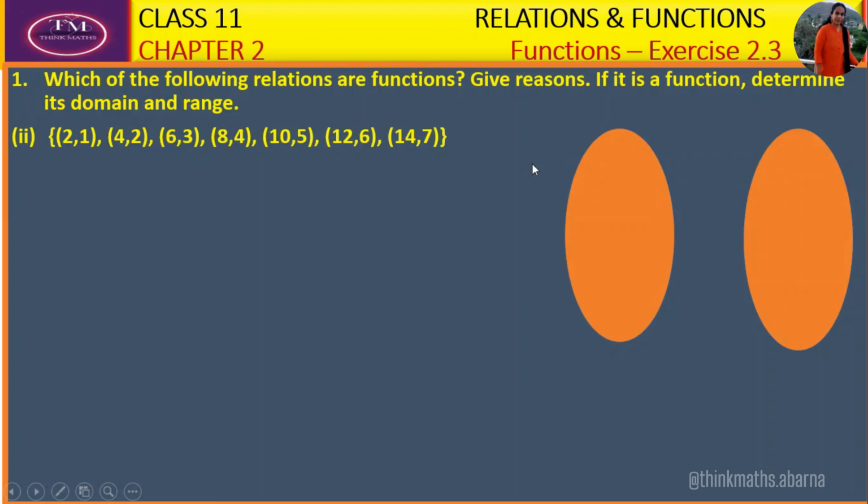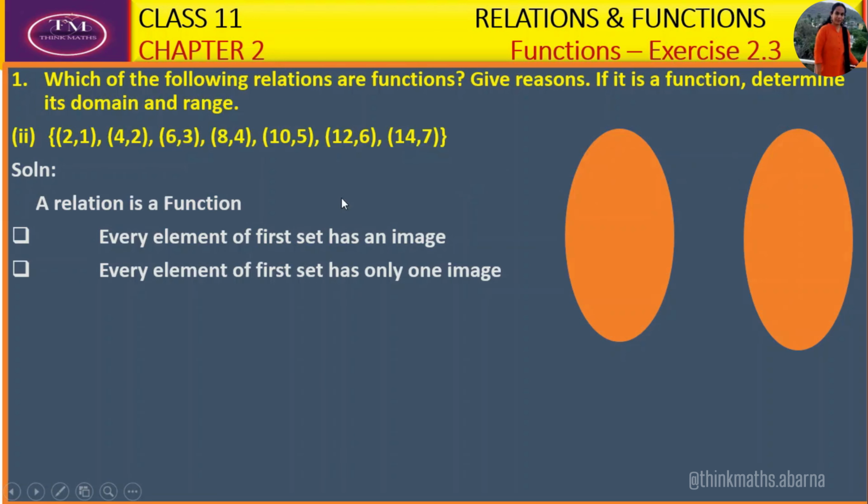We know that a relation is a function if every element of the first set has an image and that image is only one. You can check through this Cartesian product by checking whether the first element is repeated. Here it is not repeated, or you can draw this diagram and check.